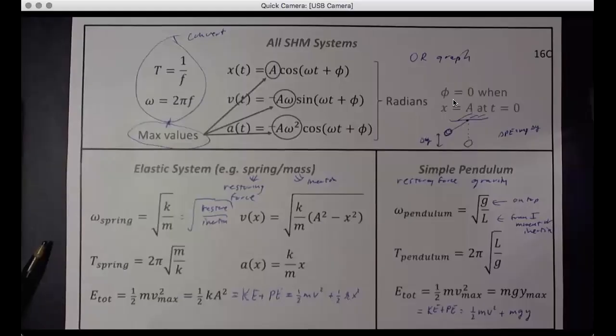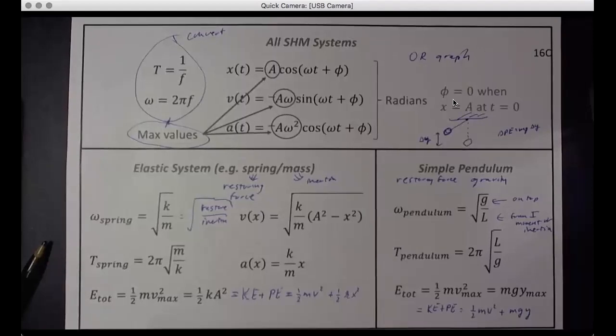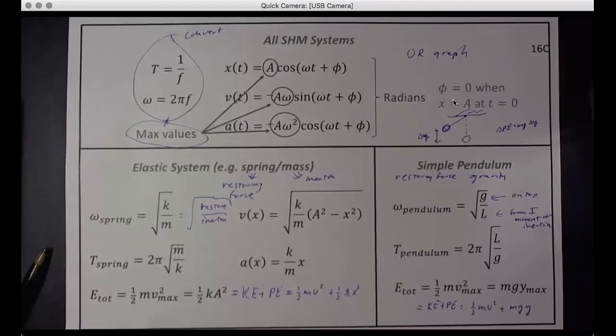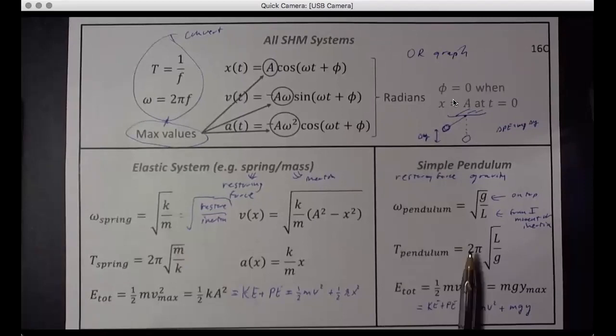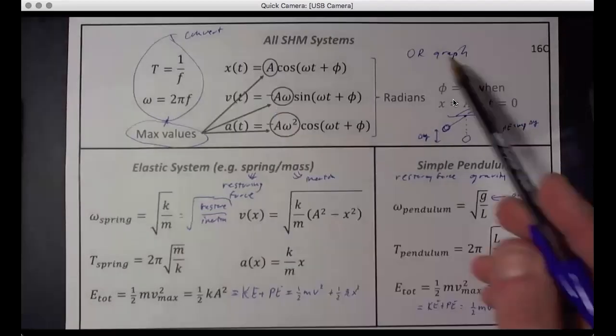Okay, it is time to get started on Unit 16C in our 211 class. And back to our same chart. Okay, A, B, C, here we are. All this stuff still holds at the top. This is out for now.